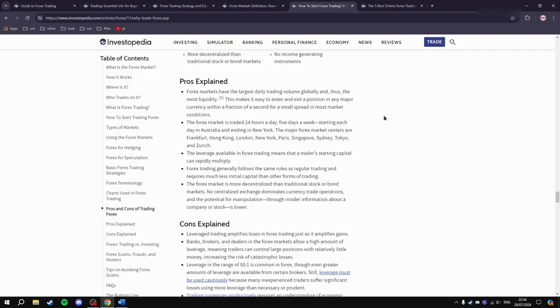The Forex market is traded 24 hours a day, 5 days a week, starting each day in Australia and in New York. The major Forex market centers are Frankfurt, Hong Kong, London, New York, Paris, Singapore, Sydney, Tokyo and Zurich. The leverage available in Forex trading means that a trader's starting capital can rapidly multiply.